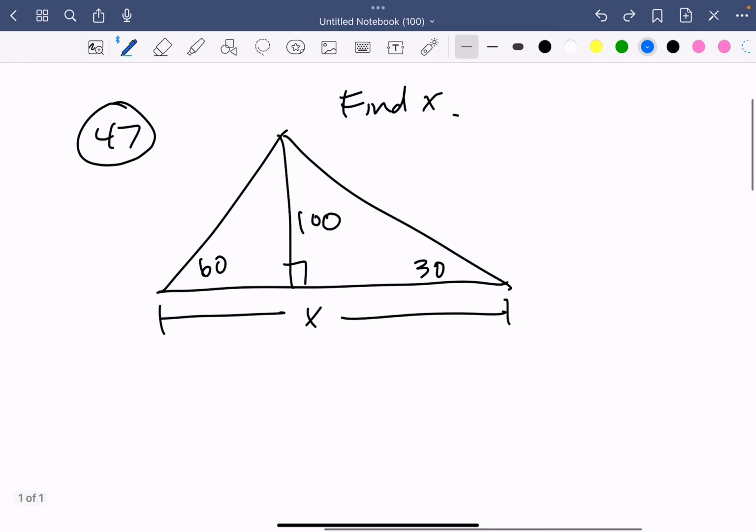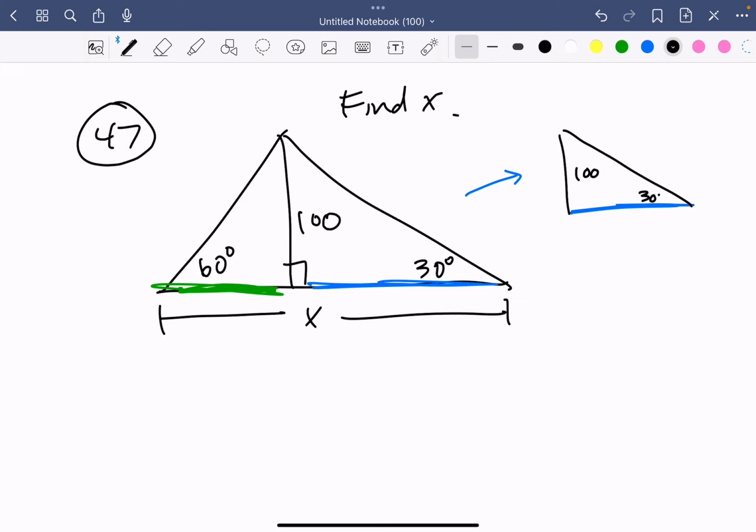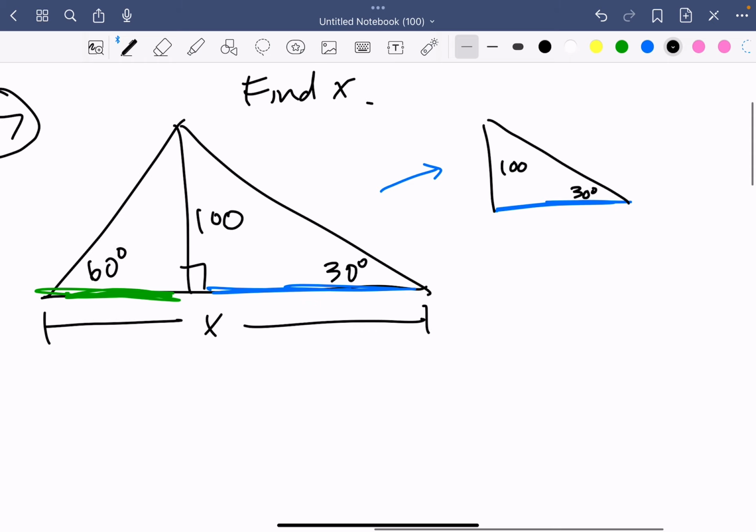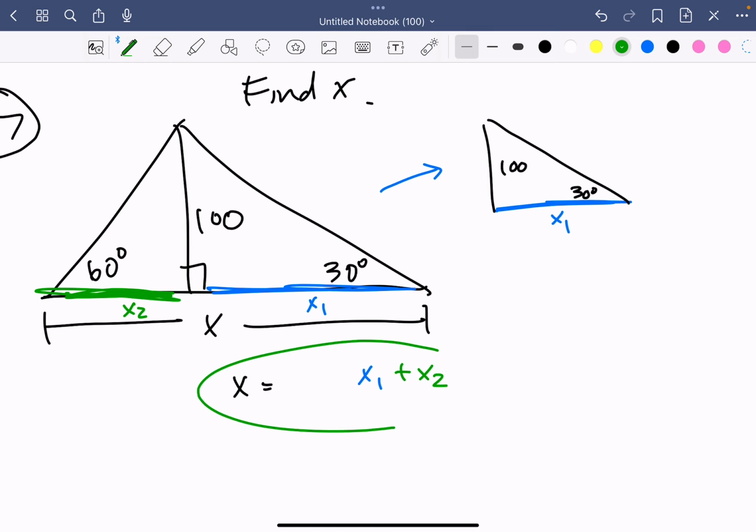47. So it wants us to solve for x. So x is the entire bottom of that triangle. The way we're going to think about it is this green piece and this blue piece. So if I come over here, I've got this blue piece. This is 100. This over here is 30 degrees. And I want to know this little, I'll call it x1 because it's part. X is going to be equal to this blue x1 plus this green x2. So it's going to be x1 plus x2. It's going to be what x is.